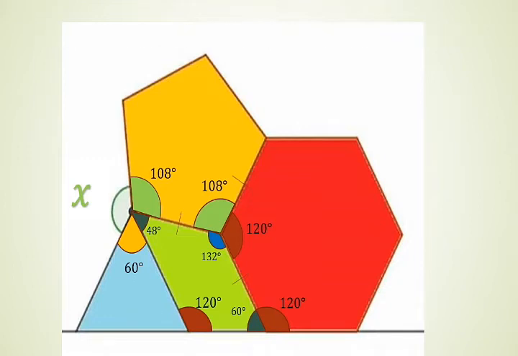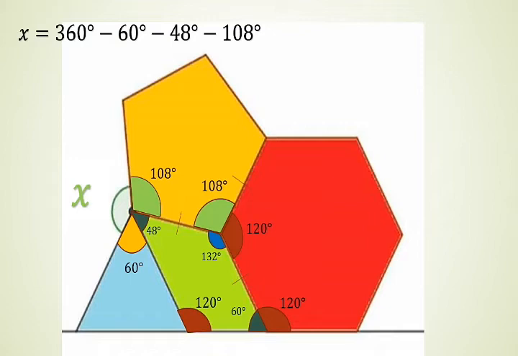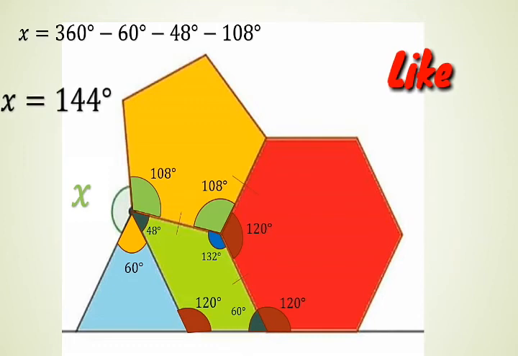Now again, at the junction of the pentagon, trapezium and triangle, we have to calculate this x. Since the complete rotation is 360 degrees, we can calculate x by subtracting 60 degrees, 48 degrees and 108 degrees from 360 degrees, and that is 124, which is our solution.